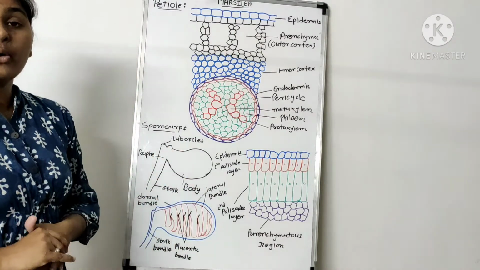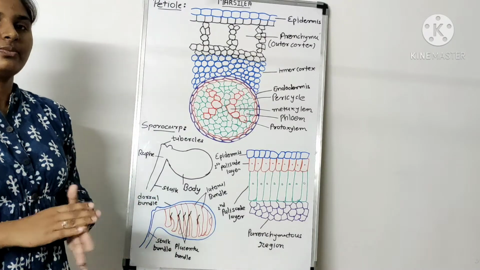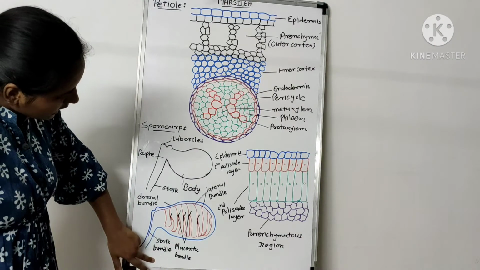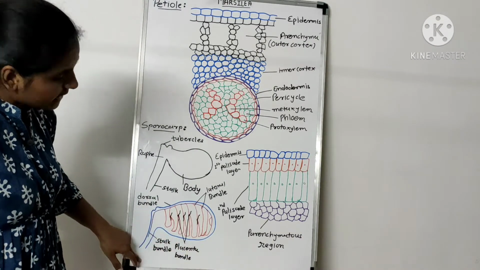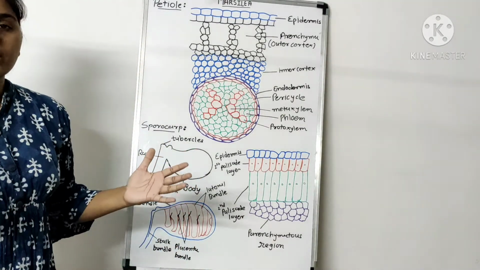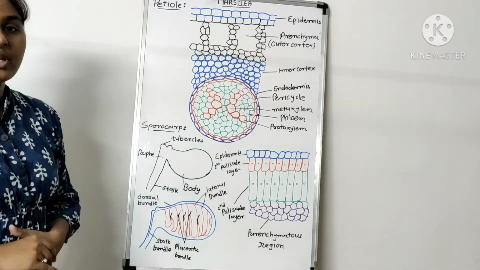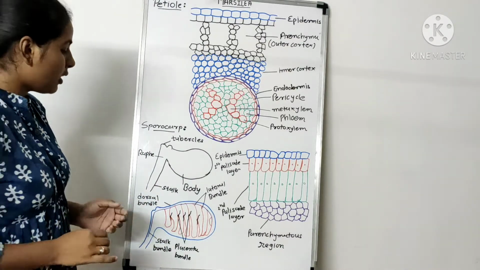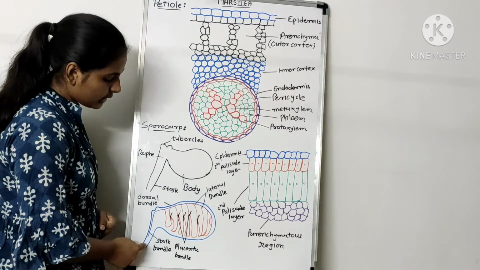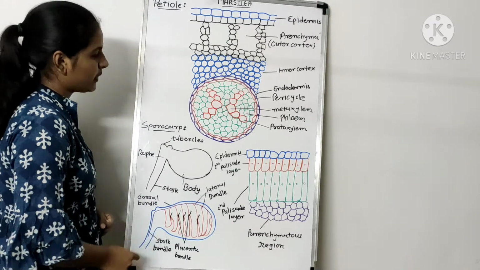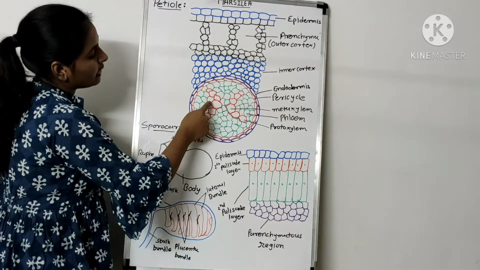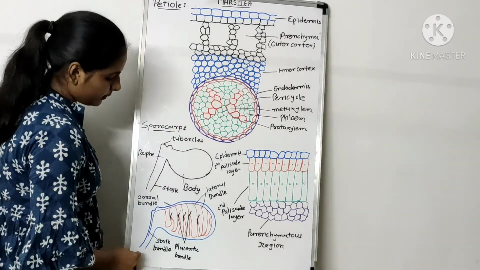Now we talk about the vascular system of the sporocarp. This is a drawing of the diagram of the vascular system of the sporocarp. The vascular system enters the petiole vascular system. They get it from the petiole vascular bundle.